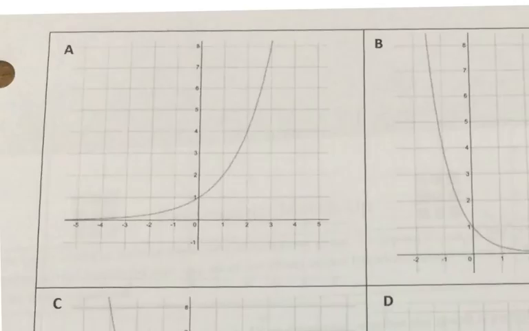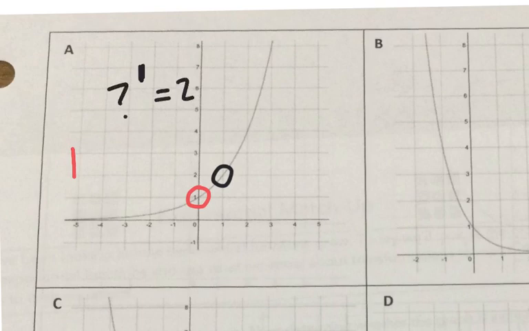Okay, so when I look at A, the thing I would look for is the y-intercept, which is 1. Then I would think, what is it when I plug in 1 for x? If I plug in 1 for x, the y value is 2. So whatever it is raised to the first power needs to be equal to 2. So what raised to the first power is 2? 2. So it's going to be 2 raised to the first.